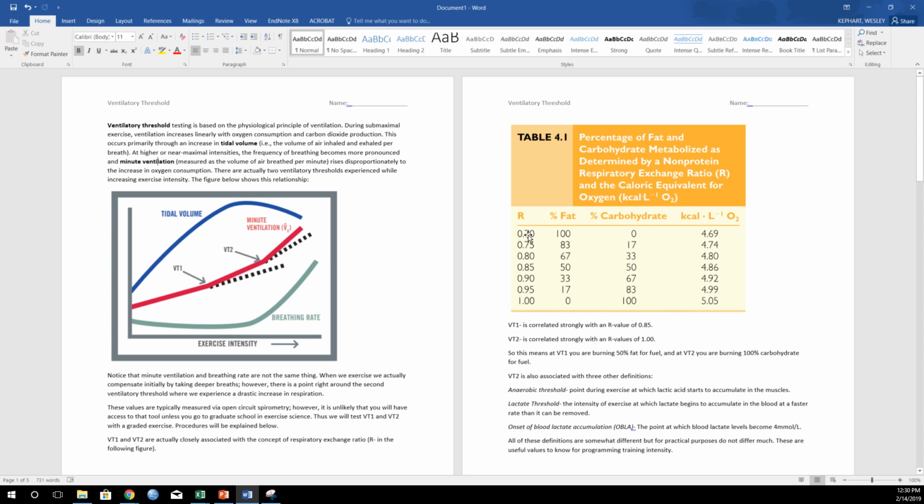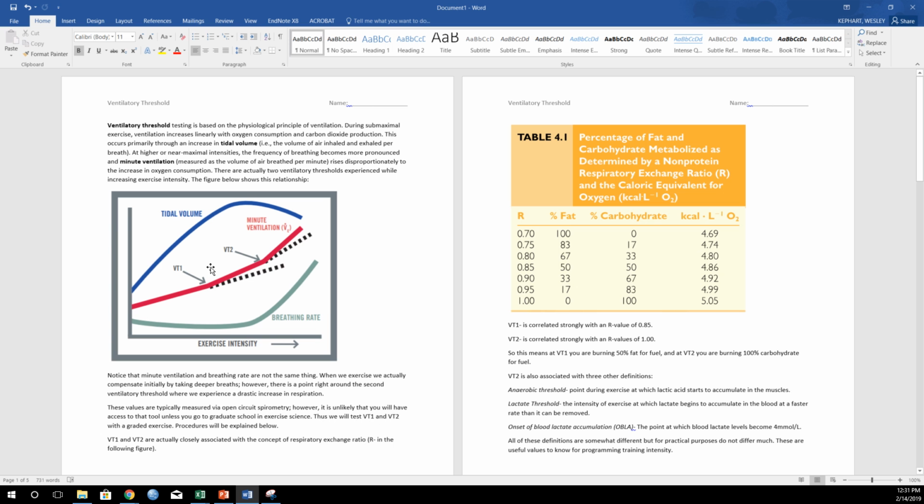But that ratio, if it's a 0.7, you're burning 100% fat, 0% carbohydrates. If it's a 0.85, it's 50-50. And if it's 1, then 0% fat and 100% carbohydrate. And actually, the amount of carbohydrate relative to fat that you're burning dictates how many calories we're burning per liter of oxygen consumption. Because really, burning fat is actually slightly more efficient, so we burn a little fewer calories that way.